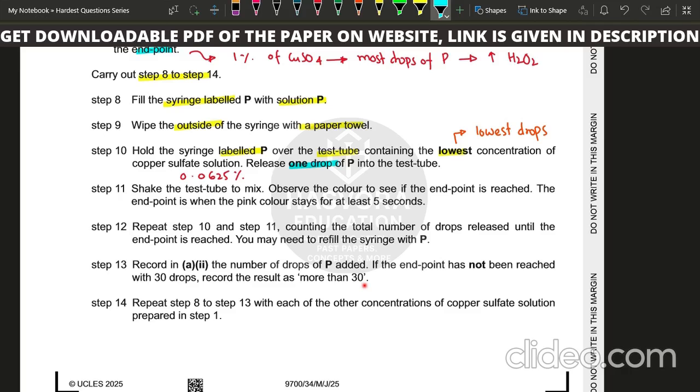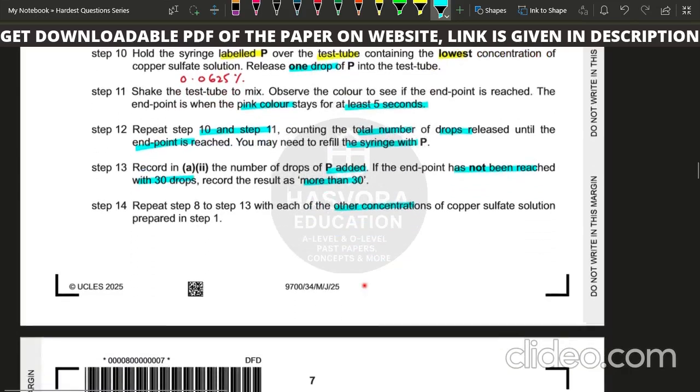Shake the test tube to mix. Observe the color to see if the endpoint is reached. The endpoint is when the pink color stays for at least 5 seconds. Repeat steps 10 to 11. Count the total number of drops released until the endpoint is reached. You may need to refill the syringe with P. Record the number of drops of P needed. If the endpoint has not been reached within 30 drops, record the result as more than 30. Then repeat steps 8 to 13 with each of the other concentrations of copper sulfate solution prepared in step 1. I hope you have understood till now.